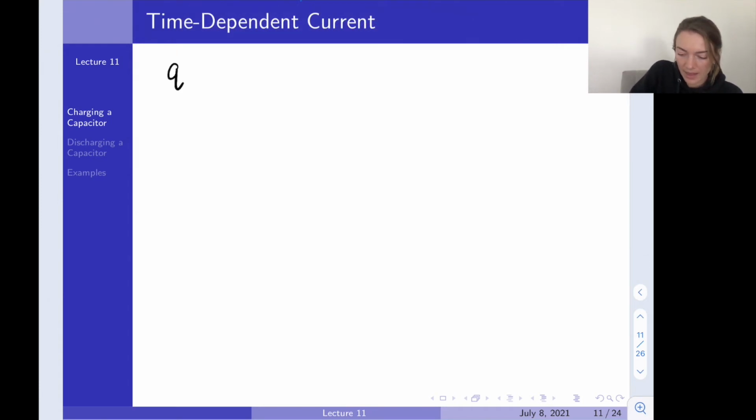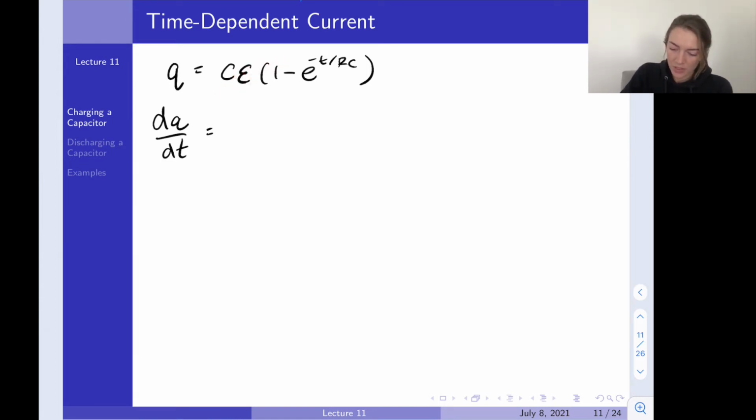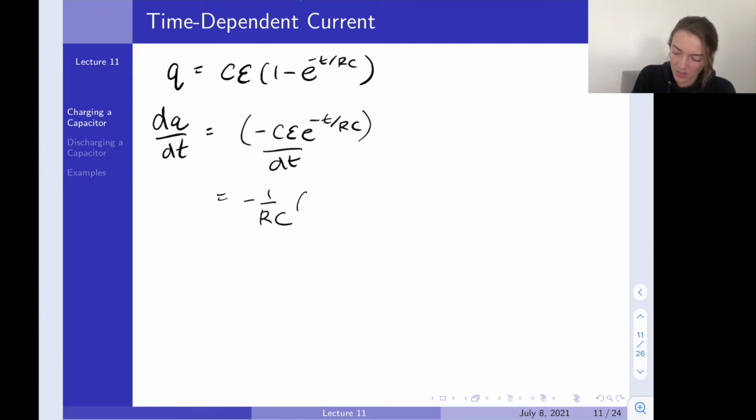So I had Q is equal to CE times 1 minus e to the negative t over RC. So I can just take the derivative of this whole thing. The time derivative of this term is 0 because it's just a constant. So then I have negative CE e to the negative t over RC, and I'm taking the derivative of this with respect to time. So when we take the derivative of e to the negative t over RC, we get a negative 1 over RC, and then we just have negative CE e to the negative t over RC.